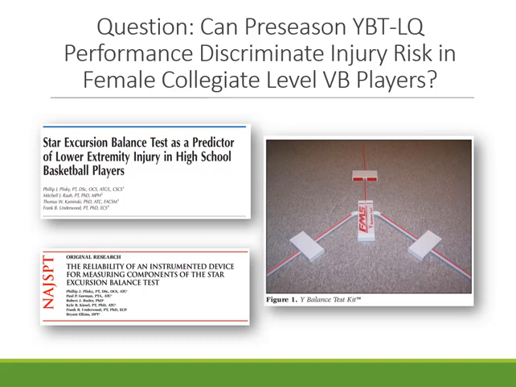Next question. Can preseason Y balance performance discriminate injury risk? So this is part of the kind of main question, that overall main question. And a study that was done by Dr. Phil Plisky, one of the early graduates from Rocky Mountain University, he initially looked at the STAR excursion balance test. With the STAR excursion balance test, that's where you lay down 4 long strips of tape on the ground, and they are oriented 90-degree angles, the first 2, and then you create another set, so one is going to be a plus mark and then overlaying it an X mark.